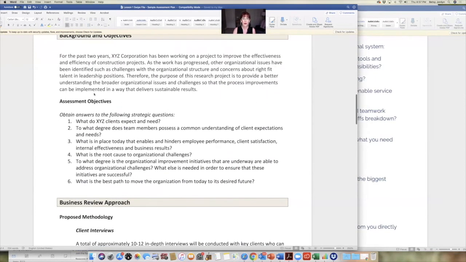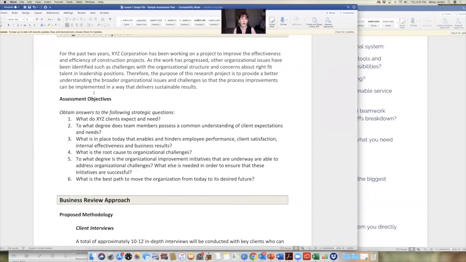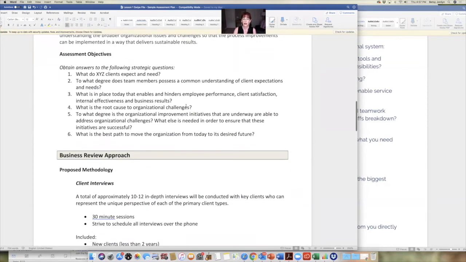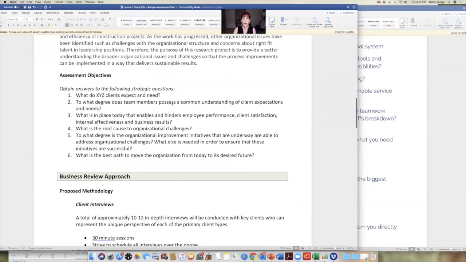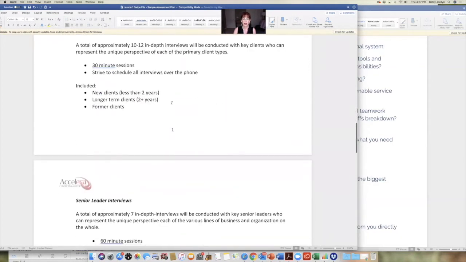So this is the example. This is one from a client that I worked with a while ago. They had a project in place to help improve the effectiveness of construction projects. There were a lot of different stakeholders and they were trying to figure out how they were all working together. So we clarified the objectives. Once you get the objectives clear, then you look at the methodology.